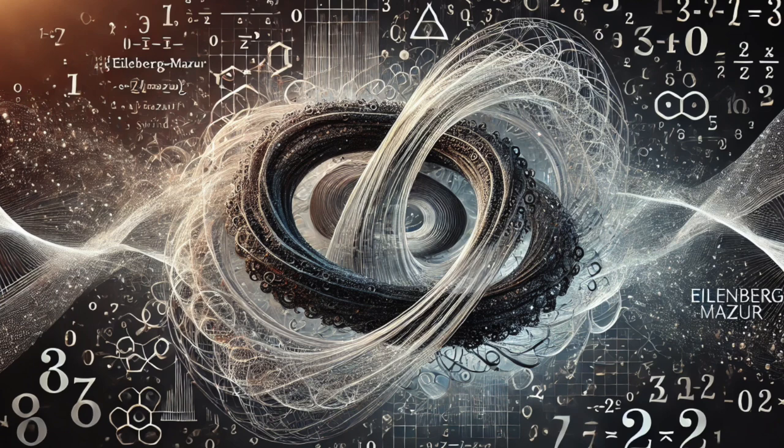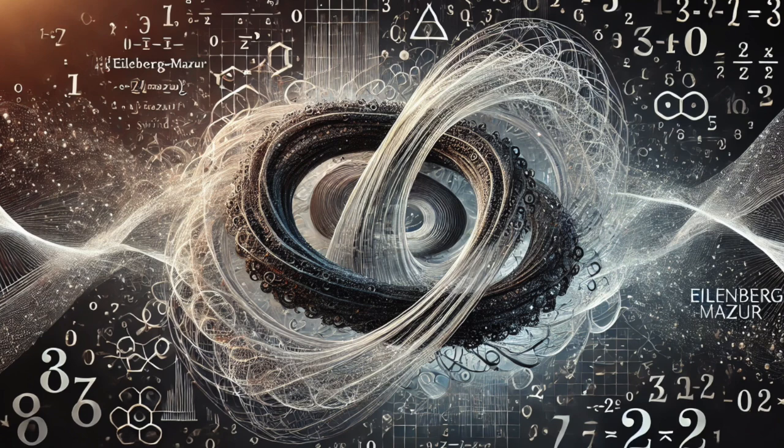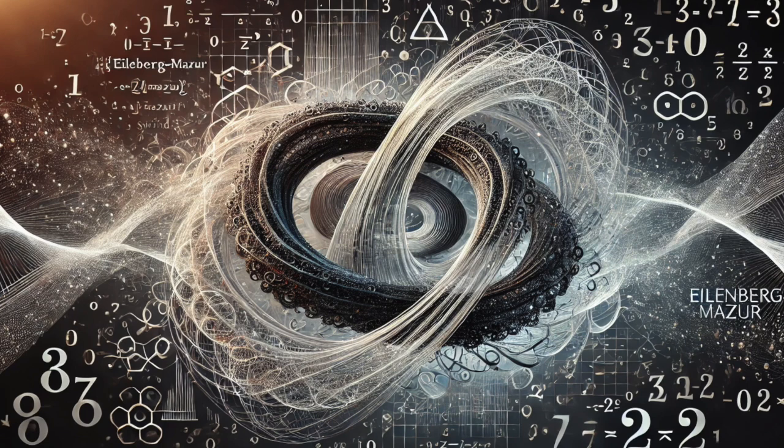But how does this all connect back to the Eilenberg-Mazur swindle? It feels like we've jumped from a magic trick to a philosophy lecture. They are connected, though. The swindle shows us how our intuition about these finite processes can break down when we try to apply them to infinity. Cantor's work, on the other hand, shows us that infinity itself is way more complex than we might think.